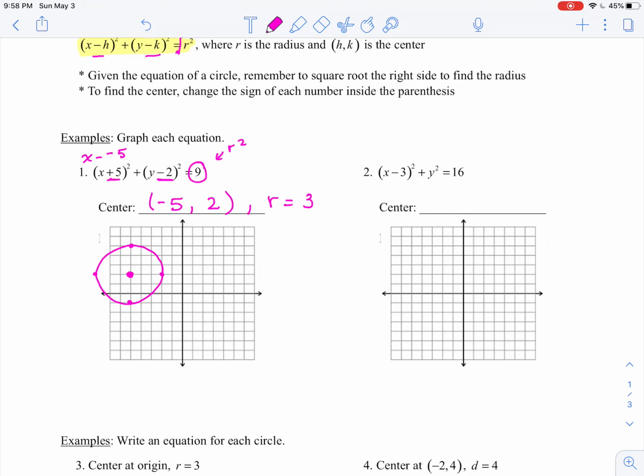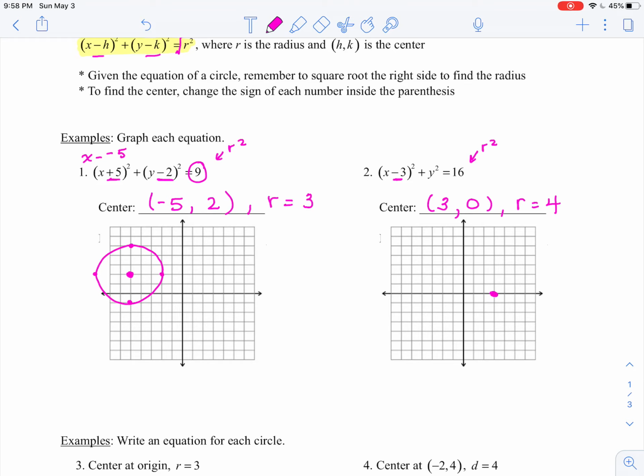The same thing works for question number 2. Identify the center and radius, and then make the graph. So in question number 2, our center comes from inside of the parentheses. We have x minus 3, so the x-coordinate of the center is 3. Y does not have anything subtracted, so that means that the y-coordinate is 0. And the right side of our equation of a circle is the radius squared. So when we square root 16, the radius is 4.